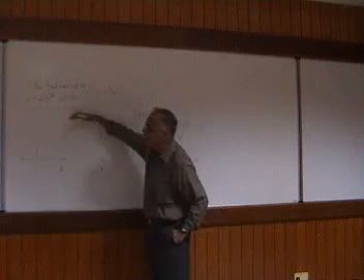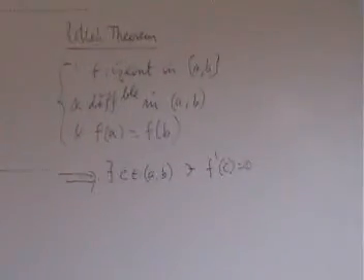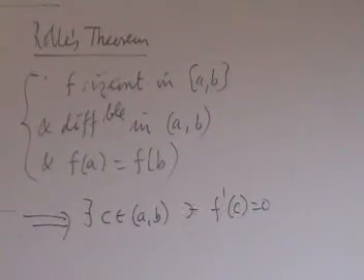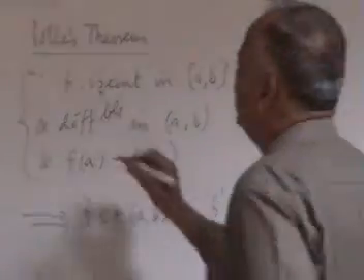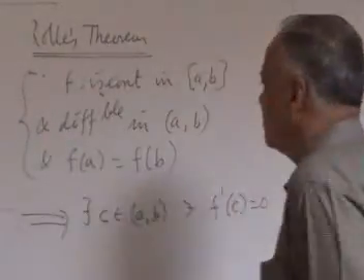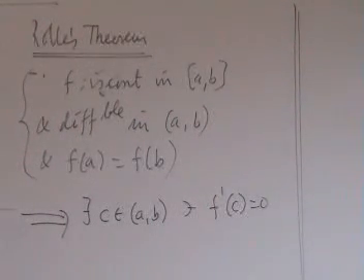In other words, the tangent must have become flat at some point, which is geometrical. Dynamics is that the velocity must have become 0 at some point. This is a very important fundamental result, Rolle's theorem. Okay, I will indicate the proof later.